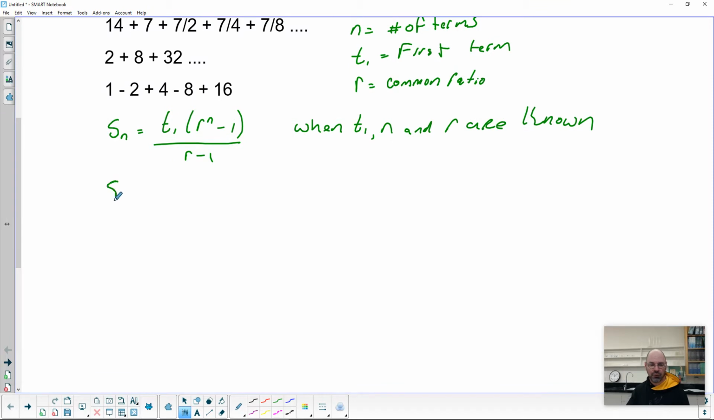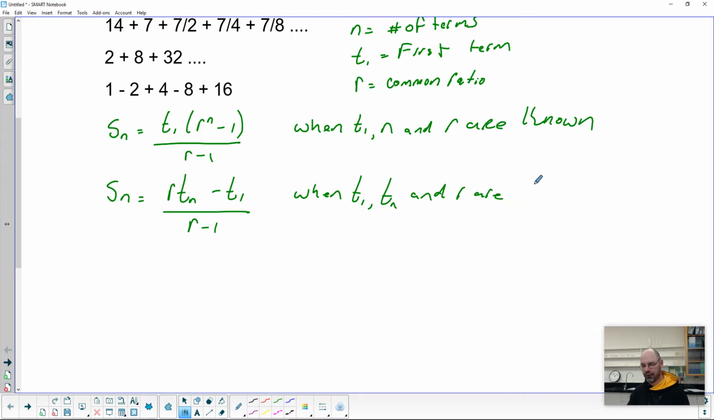So you can also do a second formula for the sum: r times Tn, which I forgot to put the Tn up here, but I will in a minute. Okay, this is when T1, Tn, and r are known. So you don't know n. I guess we should put what Tn is, the nth term.